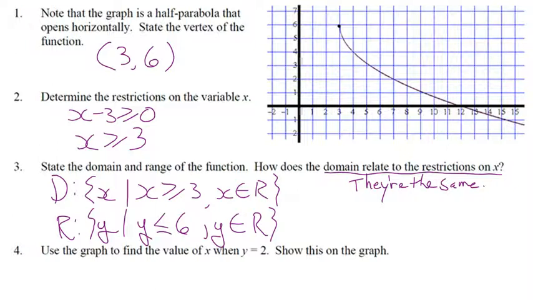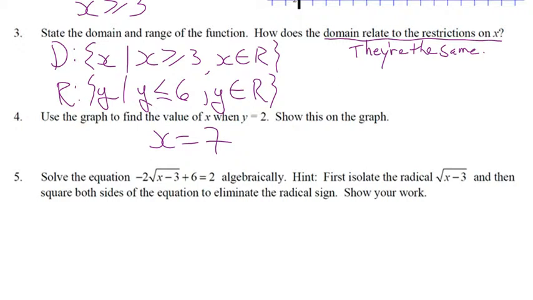Use the graph to find the value of x when y equals 2. Okay, so what do I do? Go to 2. Find that point and then get the x value that goes with it. So what is the value of x? Okay, so x equals 7. We do that by going along the y equals line. This is where y equals 2, this horizontal line. Here's like y equals 5, etc. Show this on the graph. There's the point, and the point is (7, 2).